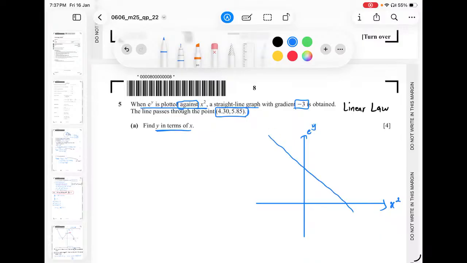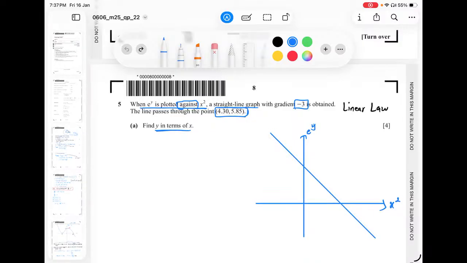And now I'm just roughly drawing it here. Since they told it's a gradient of -3, it should be a decreasing function. So let's just consider this is your graph. Now you need to find the equation of the graph, y in terms of x. For any straight line, let me give capital Y equals mx plus b. So now you need to know the m, which is the gradient, and b is the y-intercept.